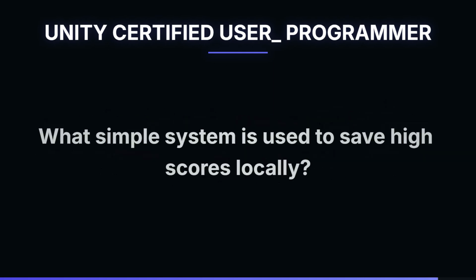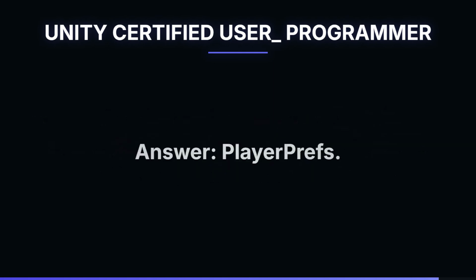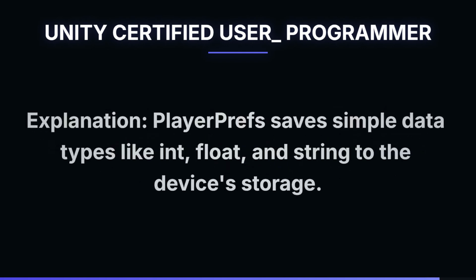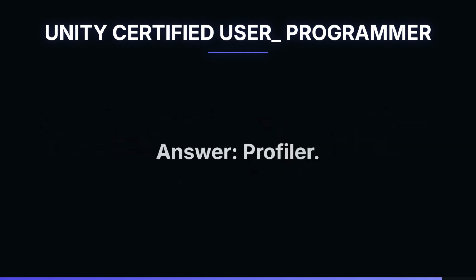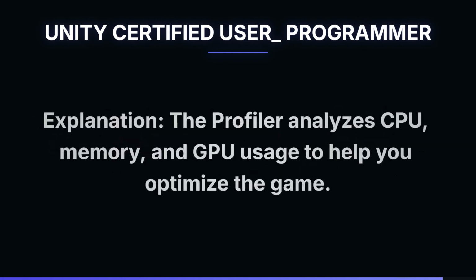5. What simple system is used to save high scores locally? Answer: Player Prefs. Explanation: Player Prefs saves simple data types like int, float, and string to the device's storage. 6. What tool helps you find performance issues like lag? Answer: Profiler. Explanation: the profiler analyzes CPU, memory, and GPU usage to help you optimize the game.